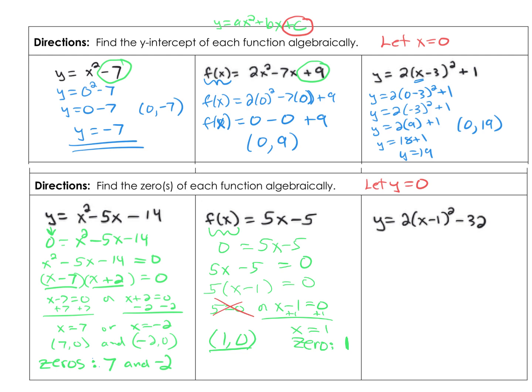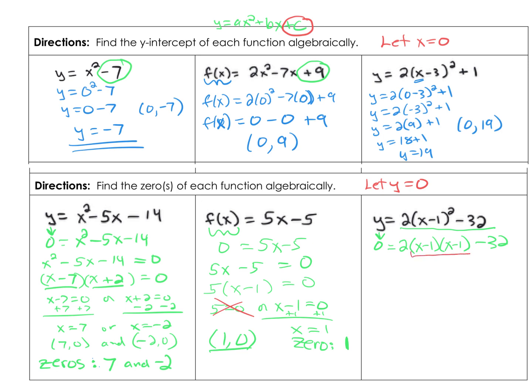All right, the last one is the trickiest. Again, I'm going to let this be 0. However, this guy has some calculations that I need to do in order to solve it. So the first thing I'm going to do is square the binomial. Remember, that means write it down twice and use FOIL. Or you could use that shortcut that we've done in the past.